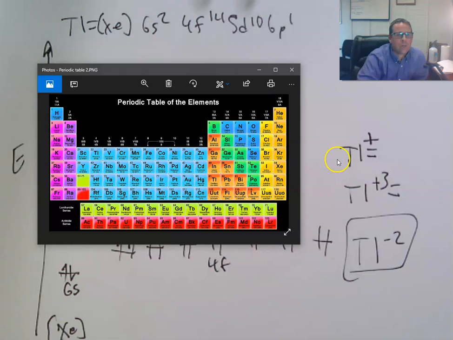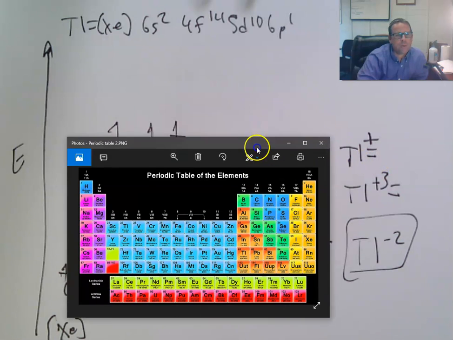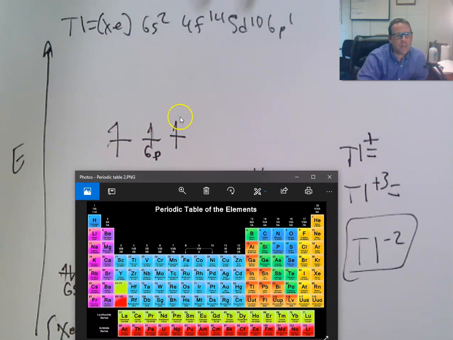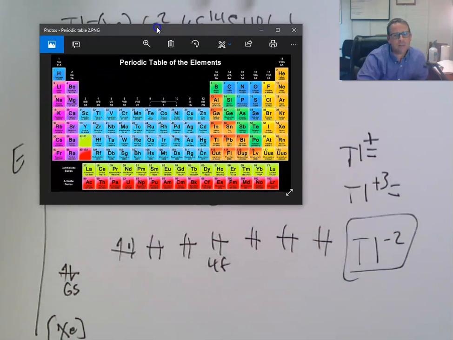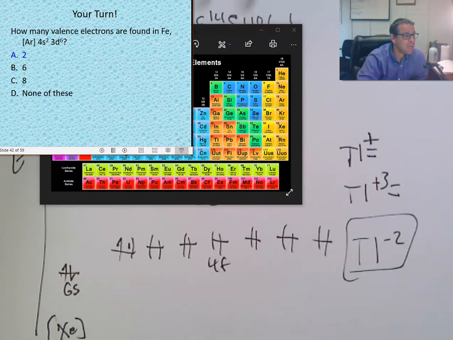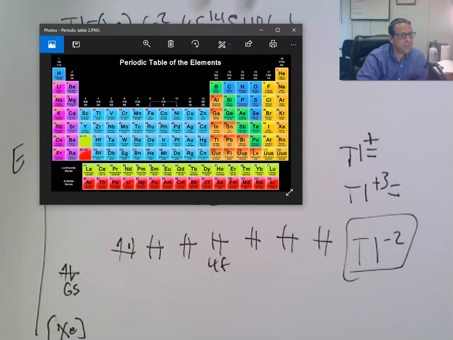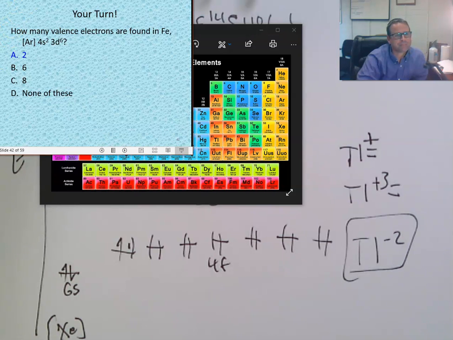Well, in general, the idea from this type of approach is that we are predicting likelihood of stability. By removing 1 electron there and making that 6p empty, it wouldn't be surprising to us that a thallium plus 1 ion might exist, right? Okay. That's basically all we're doing when we do that. Okay.